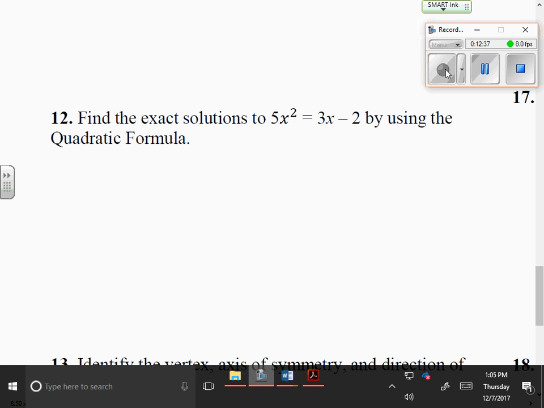Number 12, now you're going to find not just the discriminant, you're going to find the exact solutions using the entire quadratic formula. All we did before was just find how many zeros there were, but we didn't know what they were. We didn't go that far. Here, we want to find the zeros. Use the entire quadratic formula. Get it into standard form first. Identify a, b, and c, and then plug them into the quadratic formula.